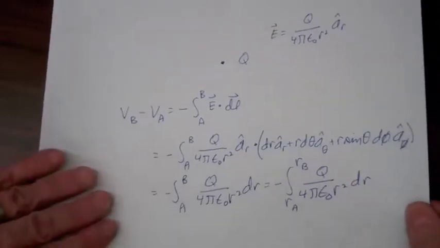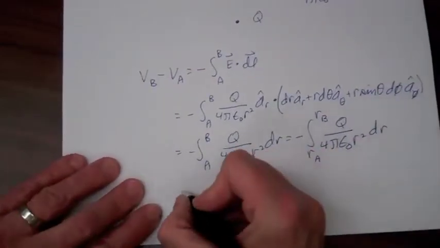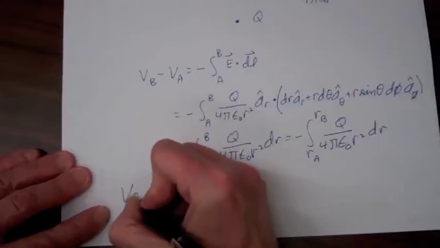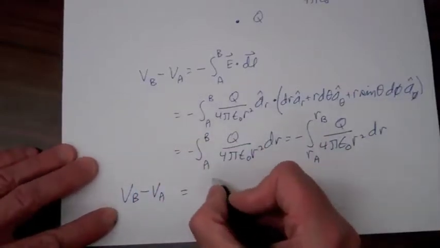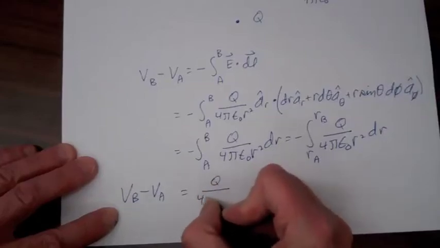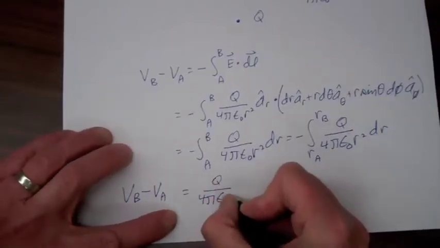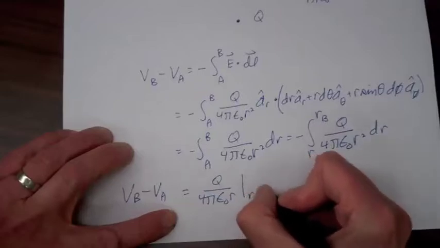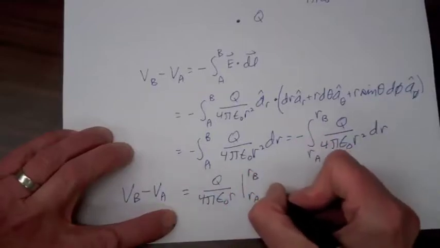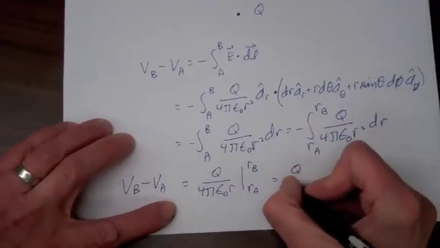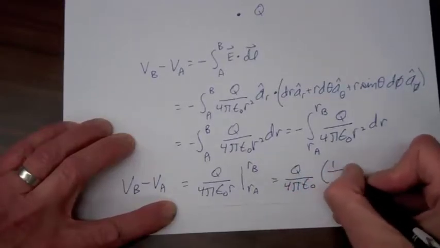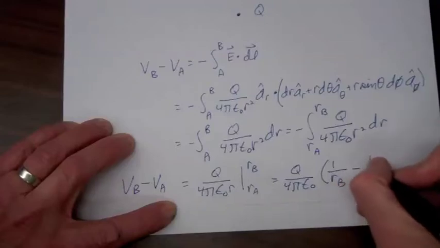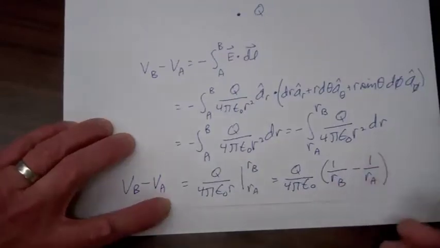Okay, so if we perform this integral, the potential difference between points A and B will be Q over 4 pi epsilon sub 0 times 1 over r evaluated between r sub A and r sub B, or Q over 4 pi epsilon sub 0 times (1 over r sub B minus 1 over r sub A).